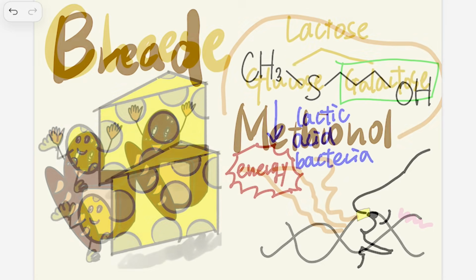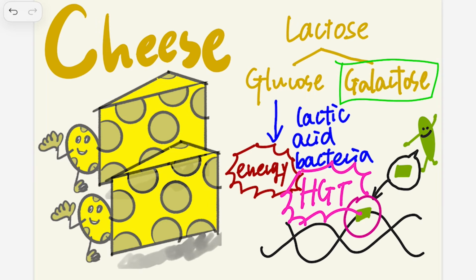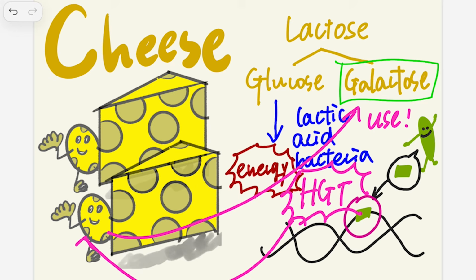In cheese, S. cerevisiae may have acquired genes from other species through horizontal gene transfer, HGT, allowing it to rapidly use galactose left over from lactose breakdown and better adapt to the fermentation environment.